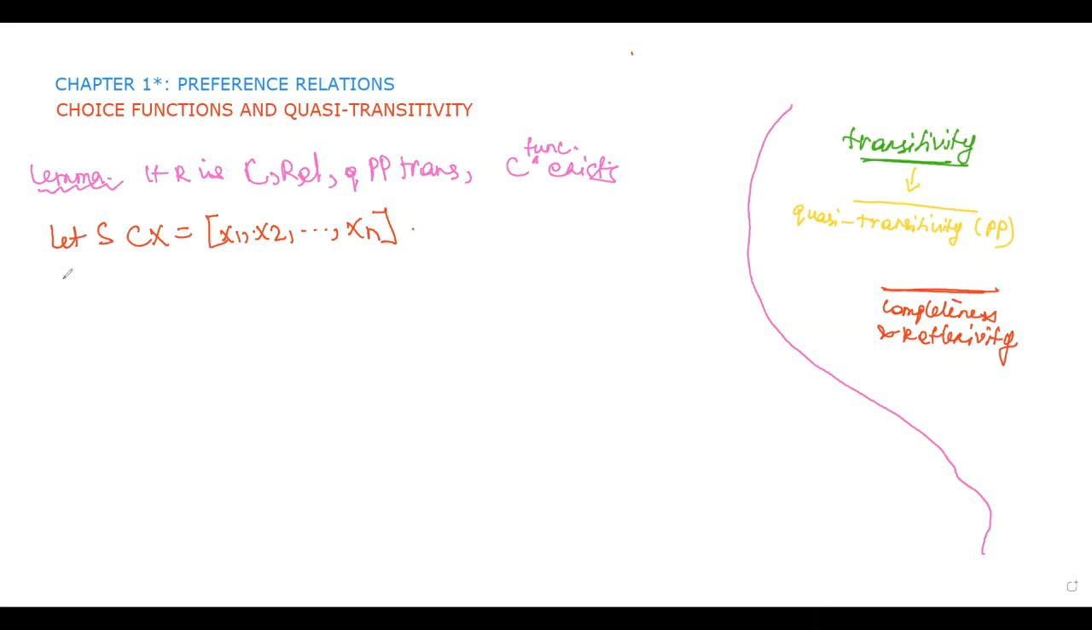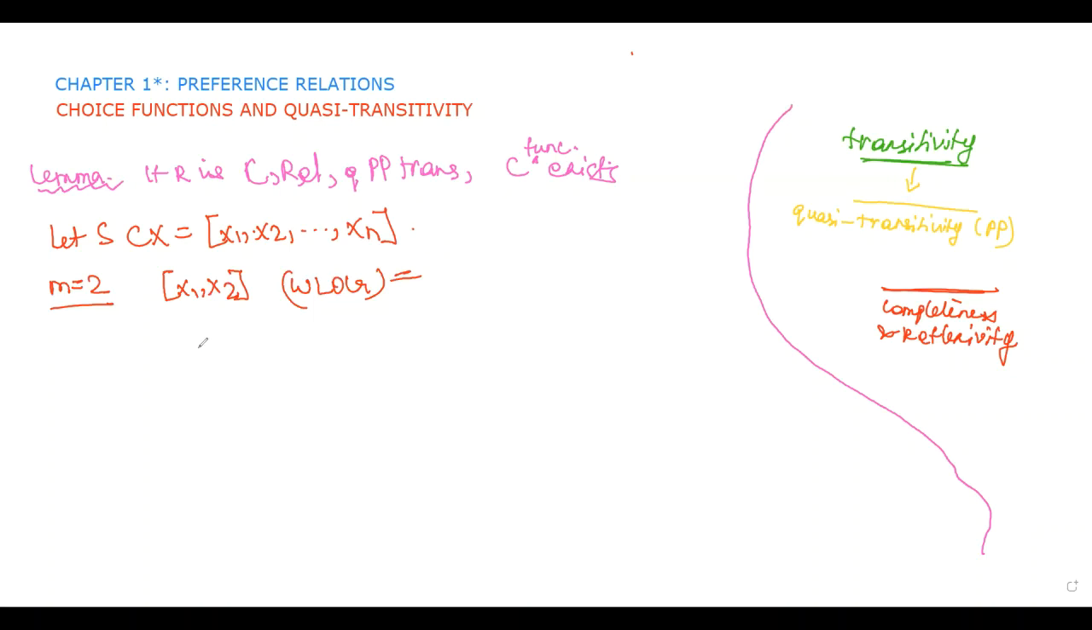First, take n is equal to 2, the base case, right? So take the set {x1, x2}. Without loss of generality, we can do this. We will prove that a best element exists here and hence C is non-empty. So what do we have? We have completeness, reflexivity, and PP transitivity.